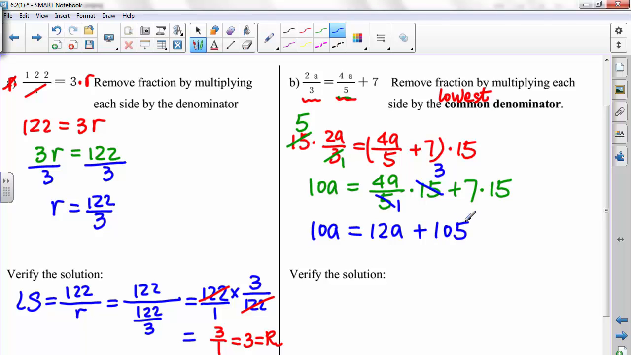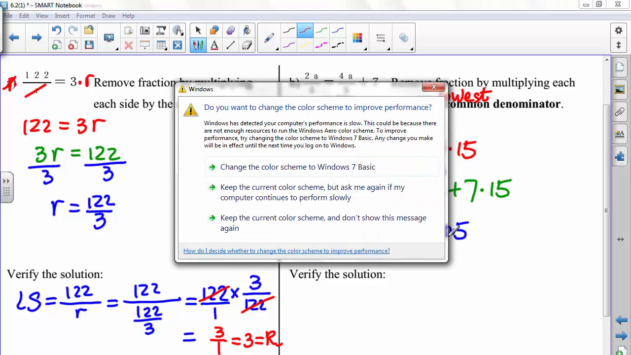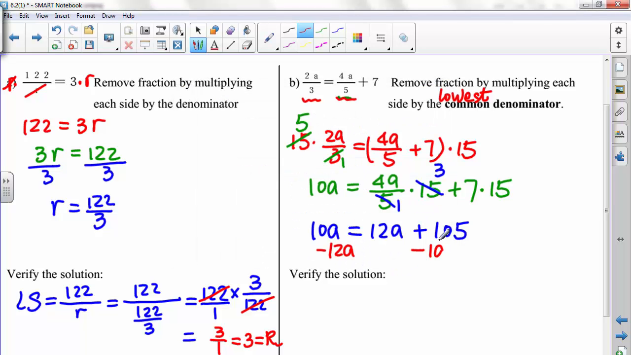Then I will see that I change this equation with the rational coefficients to the equation with integral coefficients, but with the variables on both sides. We know how to solve the equation with variables on both sides already. So I will subtract 12a from both sides in order to remove 12a from the right side. So then 10a minus 12a, combine the like terms, it's negative 2a equals 105.